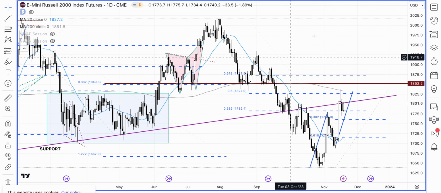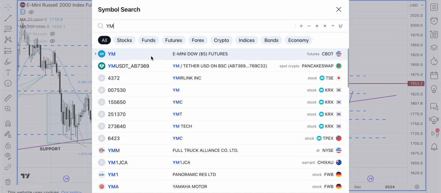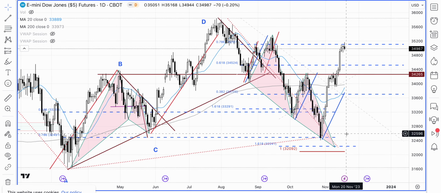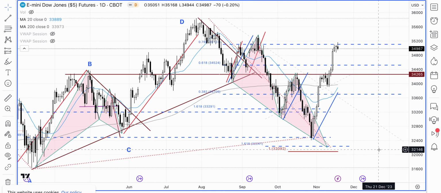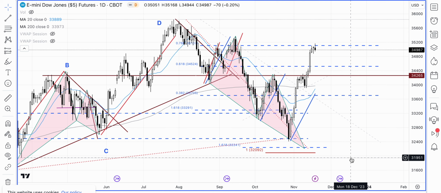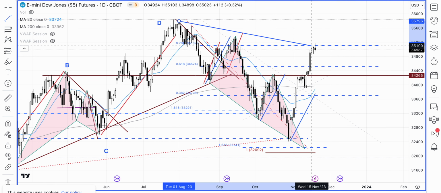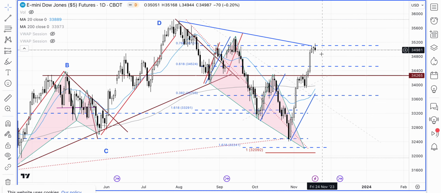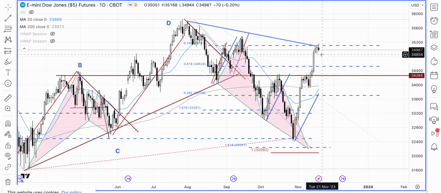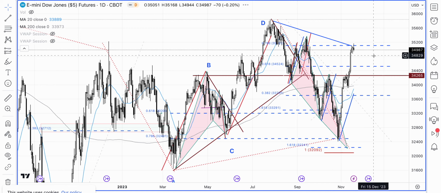Let's take a look at the YM, which is the E-mini Dow Jones futures. Excuse me. And here we have a similar thing to what we are seeing in the S&P 500. The market is right at the 78.6% Fibonacci retracement, so the market really needs to clear this before it's able to tackle these highs and move higher.